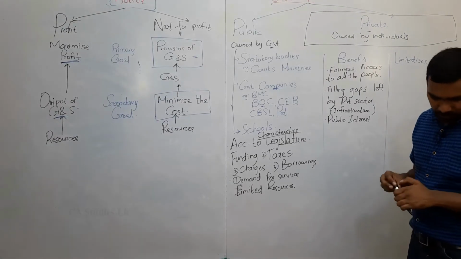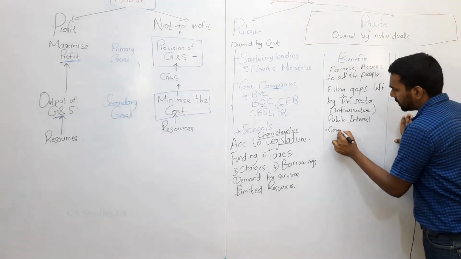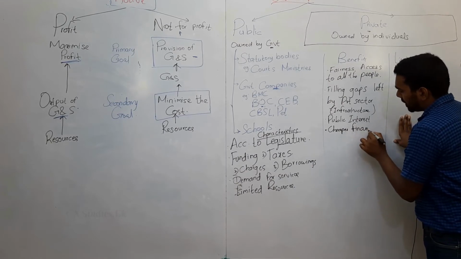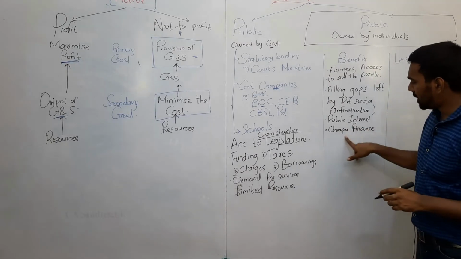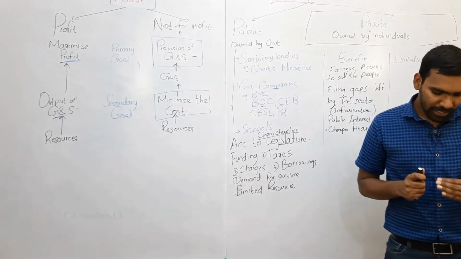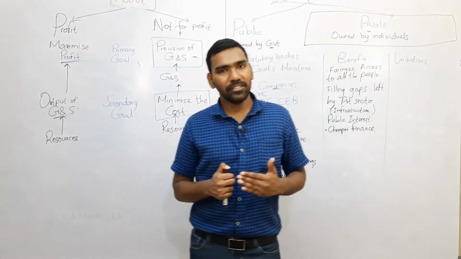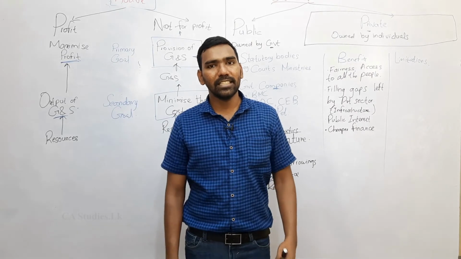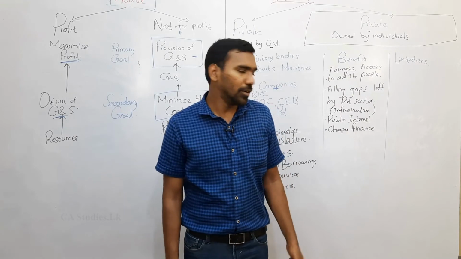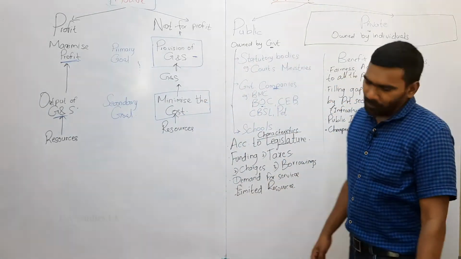And then cheaper finance. As said in the study pack, right? The government will have a lesser borrowing cost because the government has backed up funds. As we generally say, government related securities have lesser chances of going bankrupt. So we assume that there is a cheaper finance cost, right?